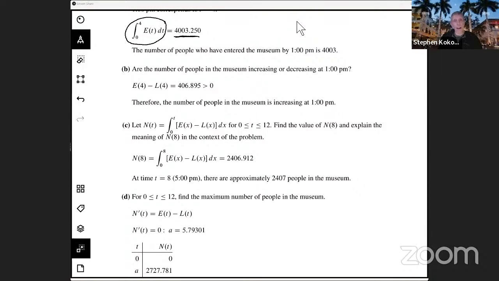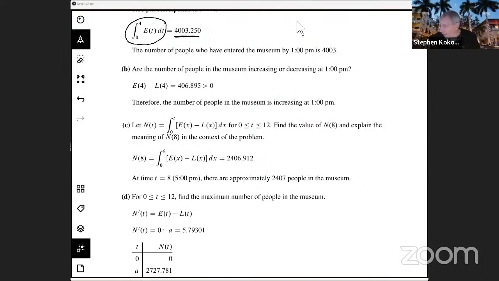Let's see if we can find this function N of 8 and explain the meaning. Well, if I evaluate N of 8 using my calculator, I got 2406. And because that is a difference in rates, an integral of a difference in rates, that tells me that there are approximately 2,407 people in the museum at that time.